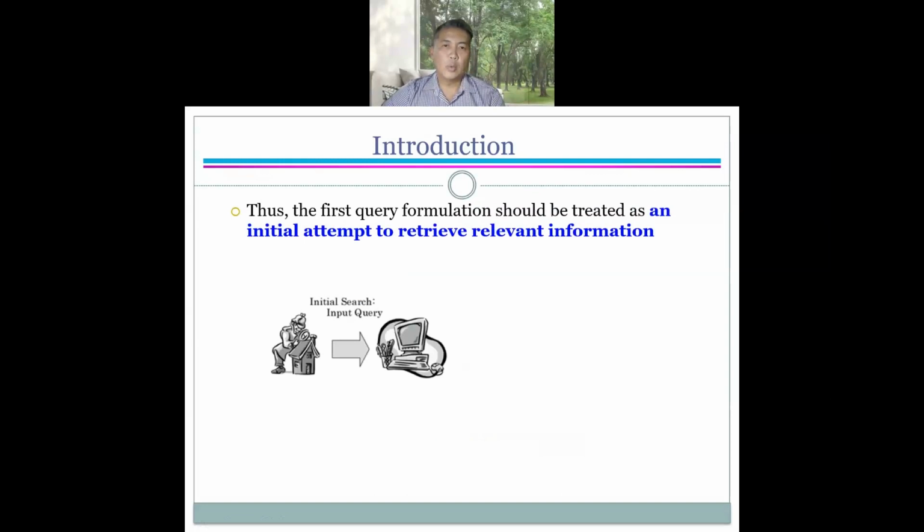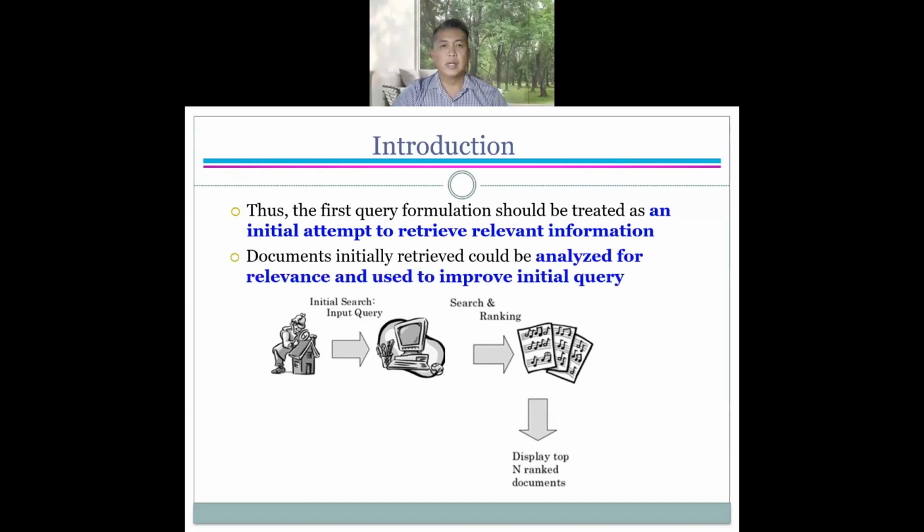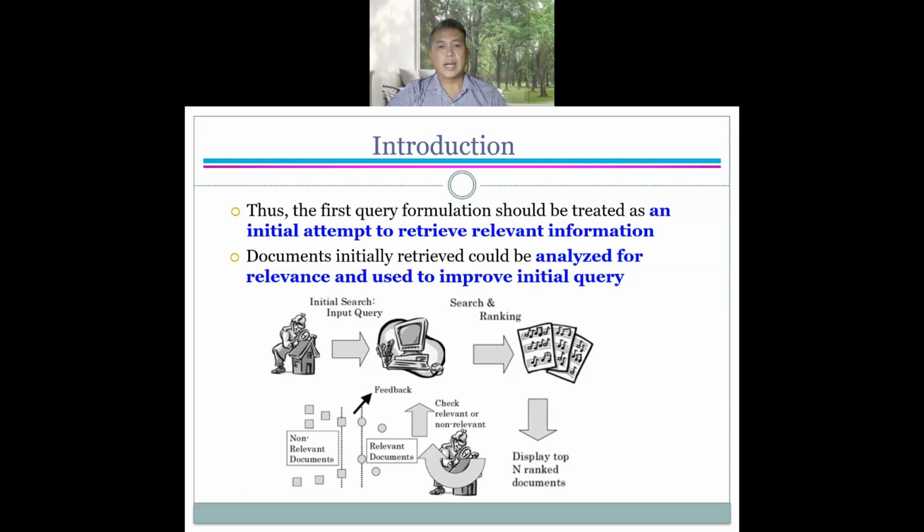So the first query formulation should be treated as an initial attempt to retrieve relevant information. You put in your query, and then they will give you the retrieved documents and also rank them. It is up to you to select which one is relevant to your scope. They will display the top ranked documents. It could be 10 or 20 or 5 depending on your query.